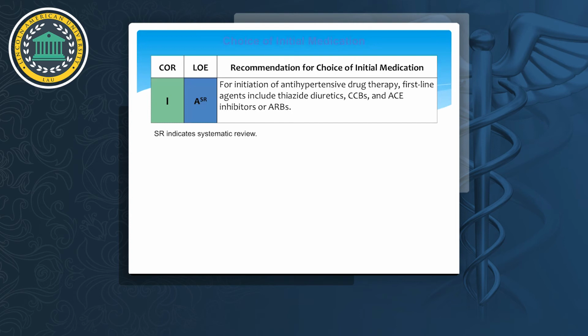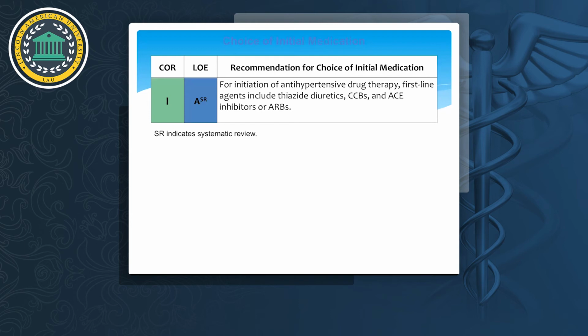As you see on my slide, these are the first line medications. They have been shown and proven to be very beneficial and should be used as first line for anybody who has hypertension. But there is something called compelling indications, where you have to look at the clinical scenario and you can change the first line and give something else. So what are these compelling indications?